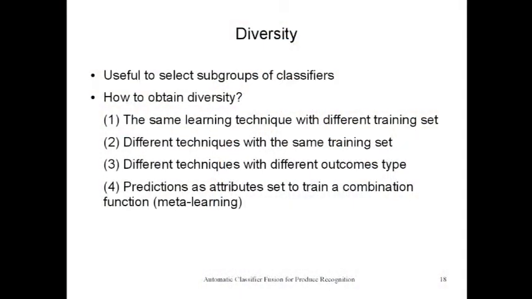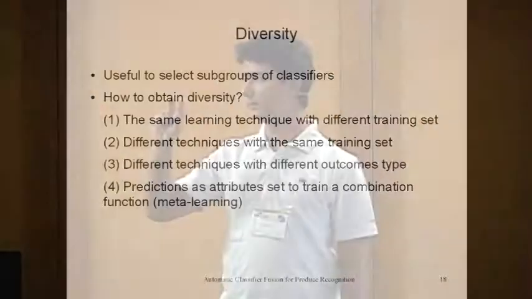Before explaining how we model the selection step, I will talk a little bit more about diversity measures. It is useful to select subgroups of classifiers concerning diversity. We can analyze the diversity between pairs of classifiers, but the question is how to obtain it.